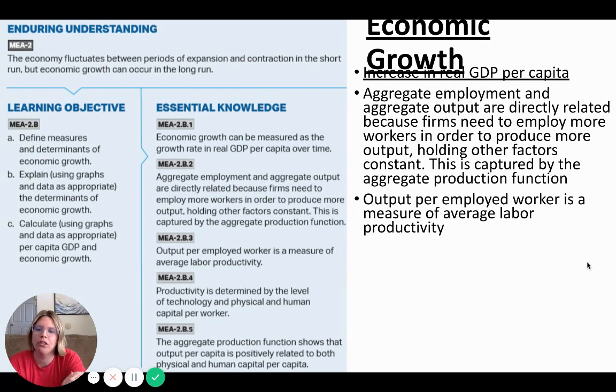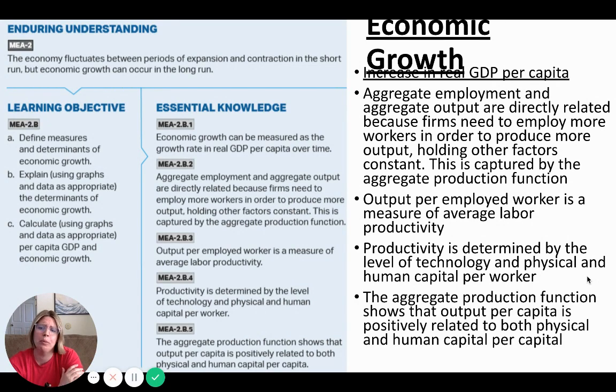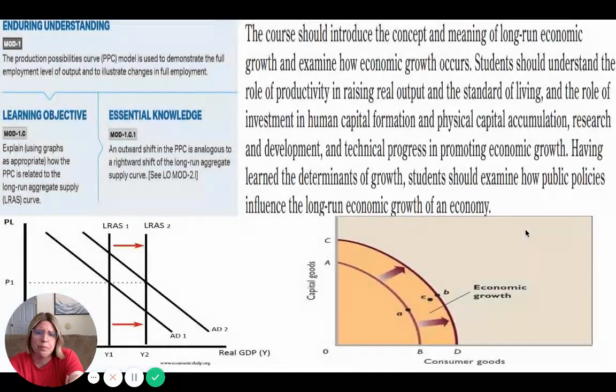I don't think they're going to introduce it, especially not in these times. But basically, it just shows us that the output per employed worker is a measure of average labor productivity. And it can be determined by the amount of physical capital, the level of technology, and the human capital per worker, basically. Human capital, just like the knowledge and skills that your workers have, their abilities.